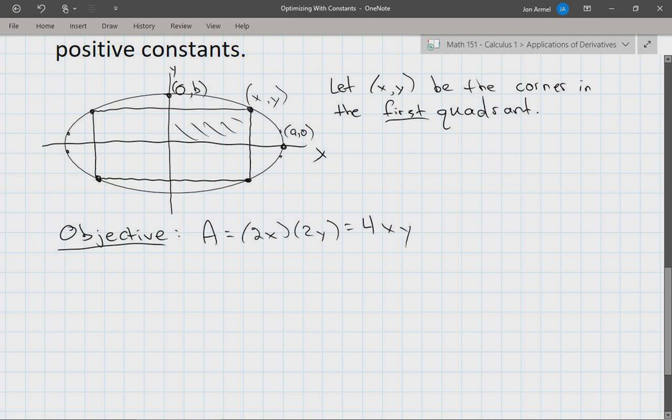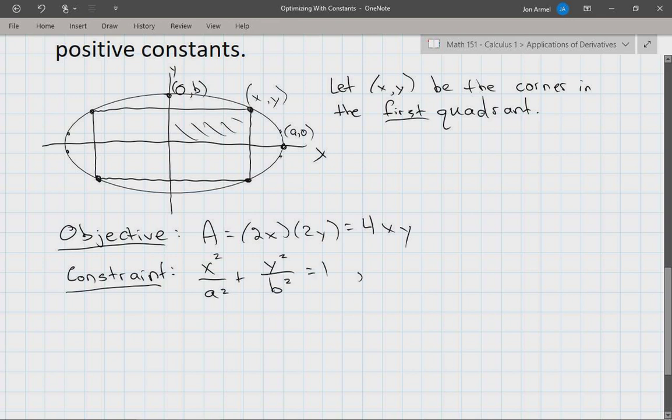Okay, so I've got the function I'm trying to optimize, but now notice this depends on multiple variables, x and y. So I need a constraint, at least one constraint, so I can reduce this to a function of one variable. And my constraint was already given to me. It is the fact that the point xy has to be on the ellipse. That's what inscribed means. So the xy has to satisfy the ellipse equation. x squared over a squared plus y squared over b squared equals 1.